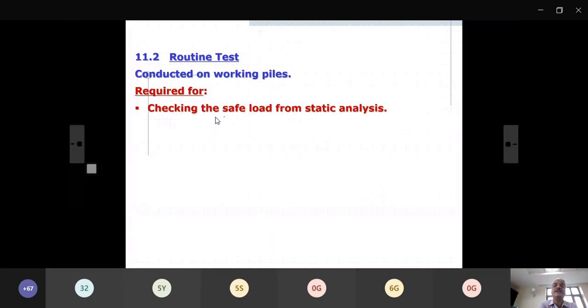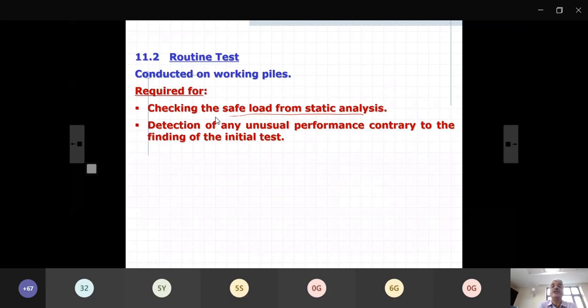Number 1, check the safe load from static analysis. That was for ultimate load in the initial test. Here the safe load, what factor of safety you applied and other things, or whether it is coming closer to that. Another thing is detection of any unusual performance contrary to the findings of the initial test.